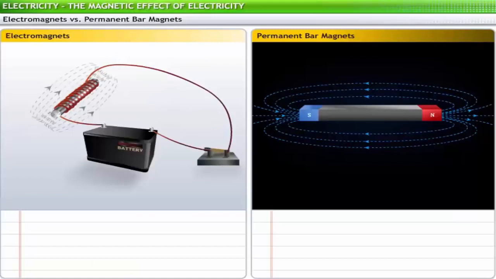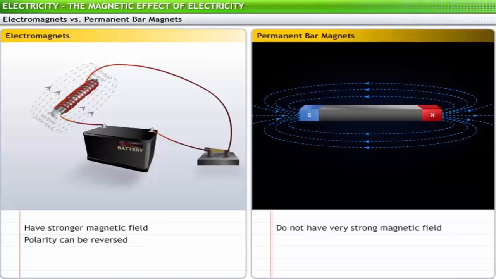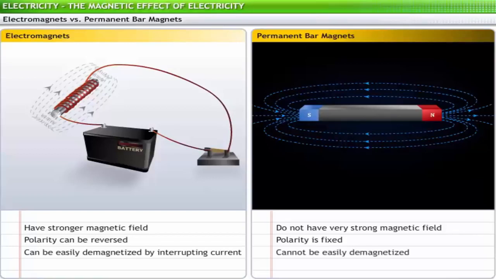Electromagnets are more useful than permanent bar magnets in the following ways. Electromagnets have a stronger magnetic field than permanent bar magnets. It is possible to reverse the polarity of electromagnets, but not in the case of permanent magnets. Electromagnets can be easily demagnetized by interrupting the current. However, it is difficult to demagnetize permanent magnets.